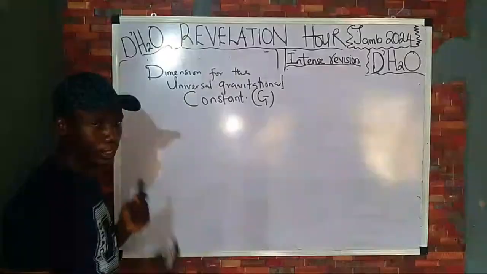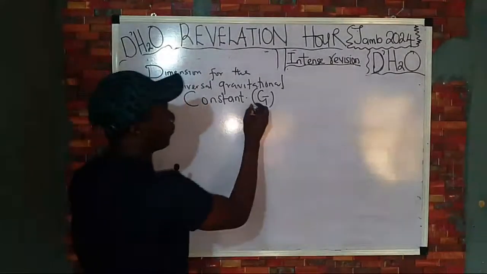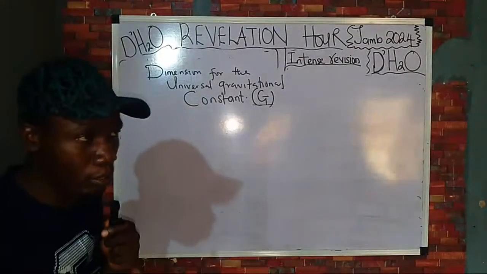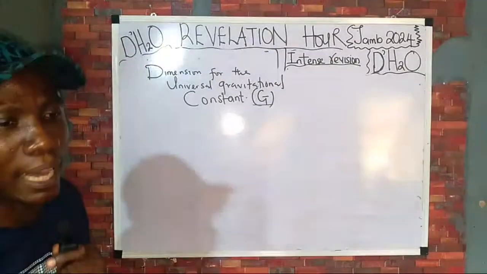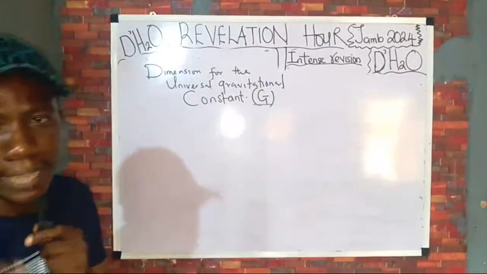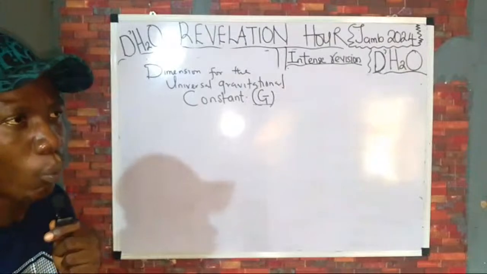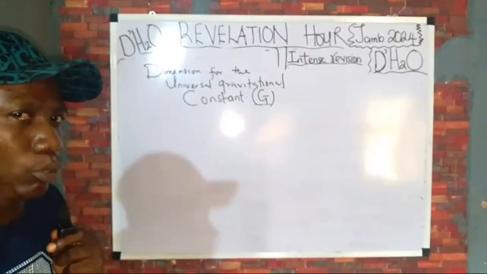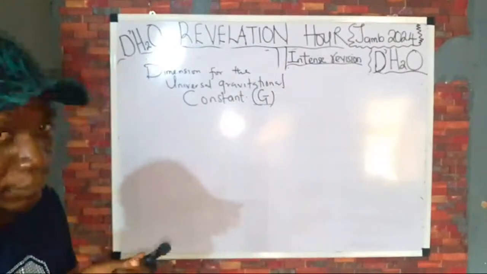Now, what is the dimension for universal gravitational constant? The question is simple. What is the formula for universal gravitational constant? If you know the formula, then you can get the dimension. Is that clear? What is the formula? Go back to Newton's law of universal gravitation.